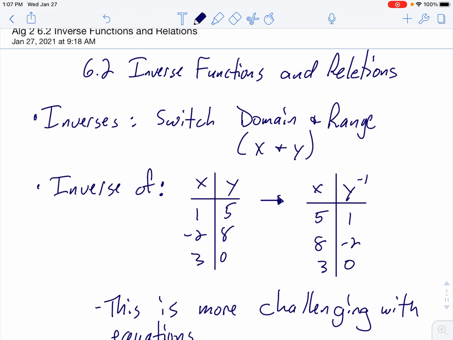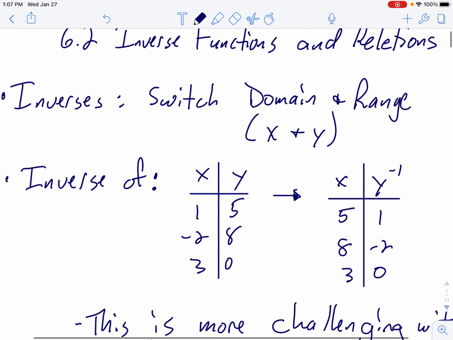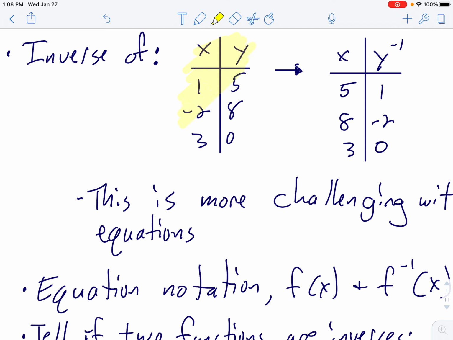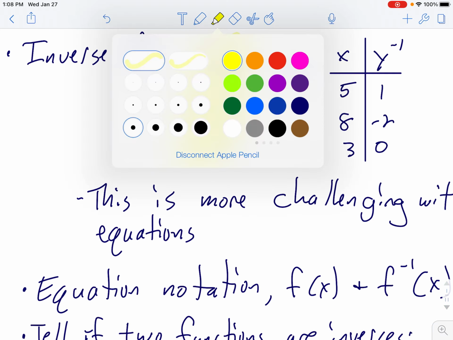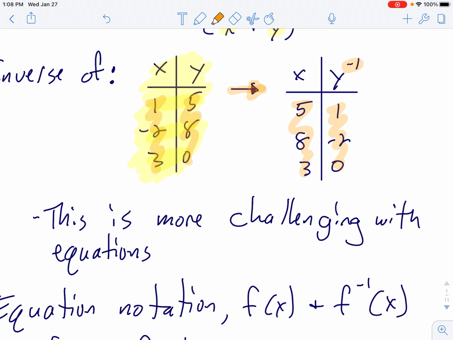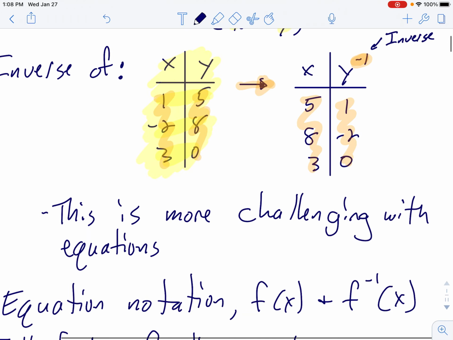Now, at its basic level, when it comes to functions, inverses are where you switch the domain and range. Remember that domain is the x values, range is the y values. So here's a real basic function highlighted in yellow. This is just a 3-point function. We have 3 points paired up as coordinates. Well, if I take the x's right here and make them y's, and then I take the y's and make them x's, I have created an inverse of that function. Notice the y is now called y with a little -1 up there. That little -1 represents the word inverse. So these two functions are inverses of each other.